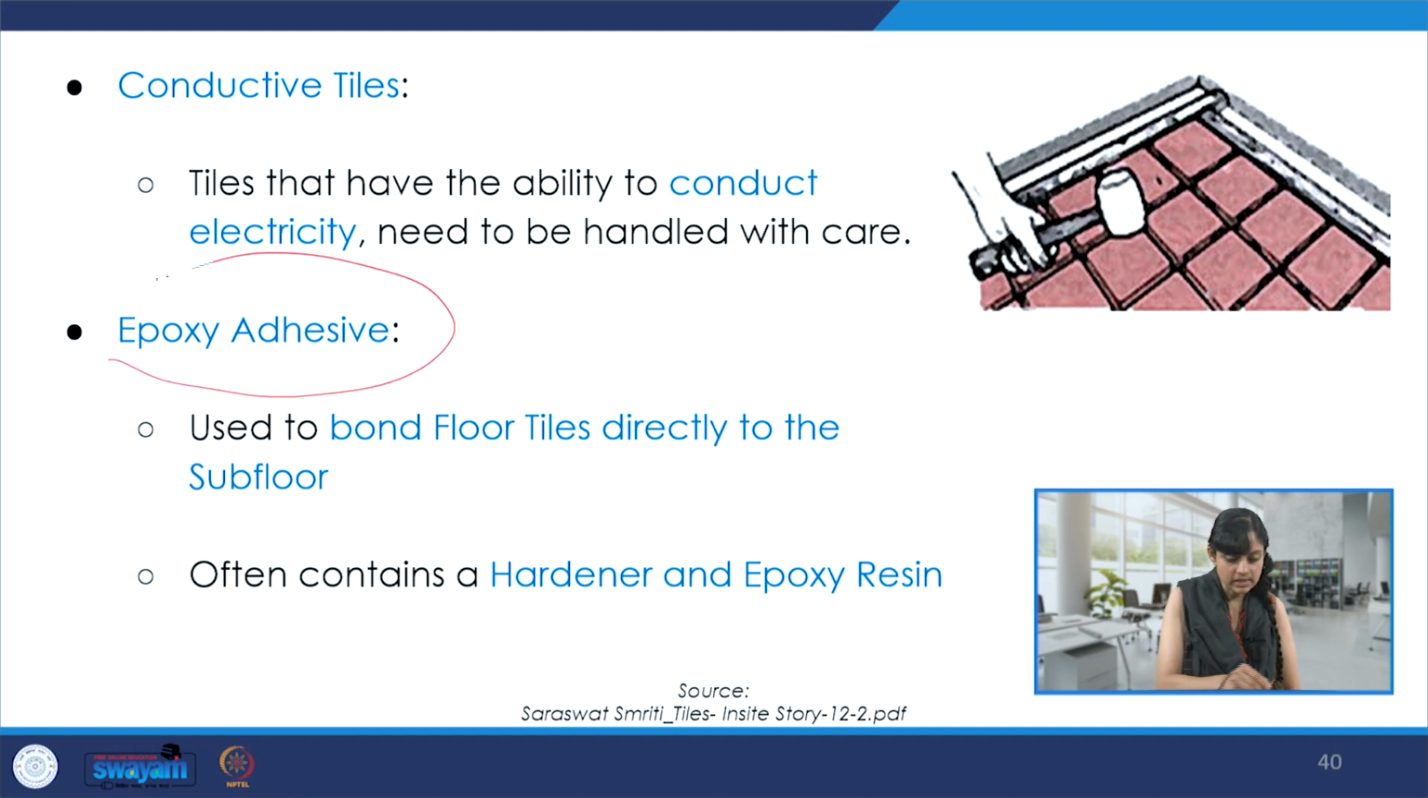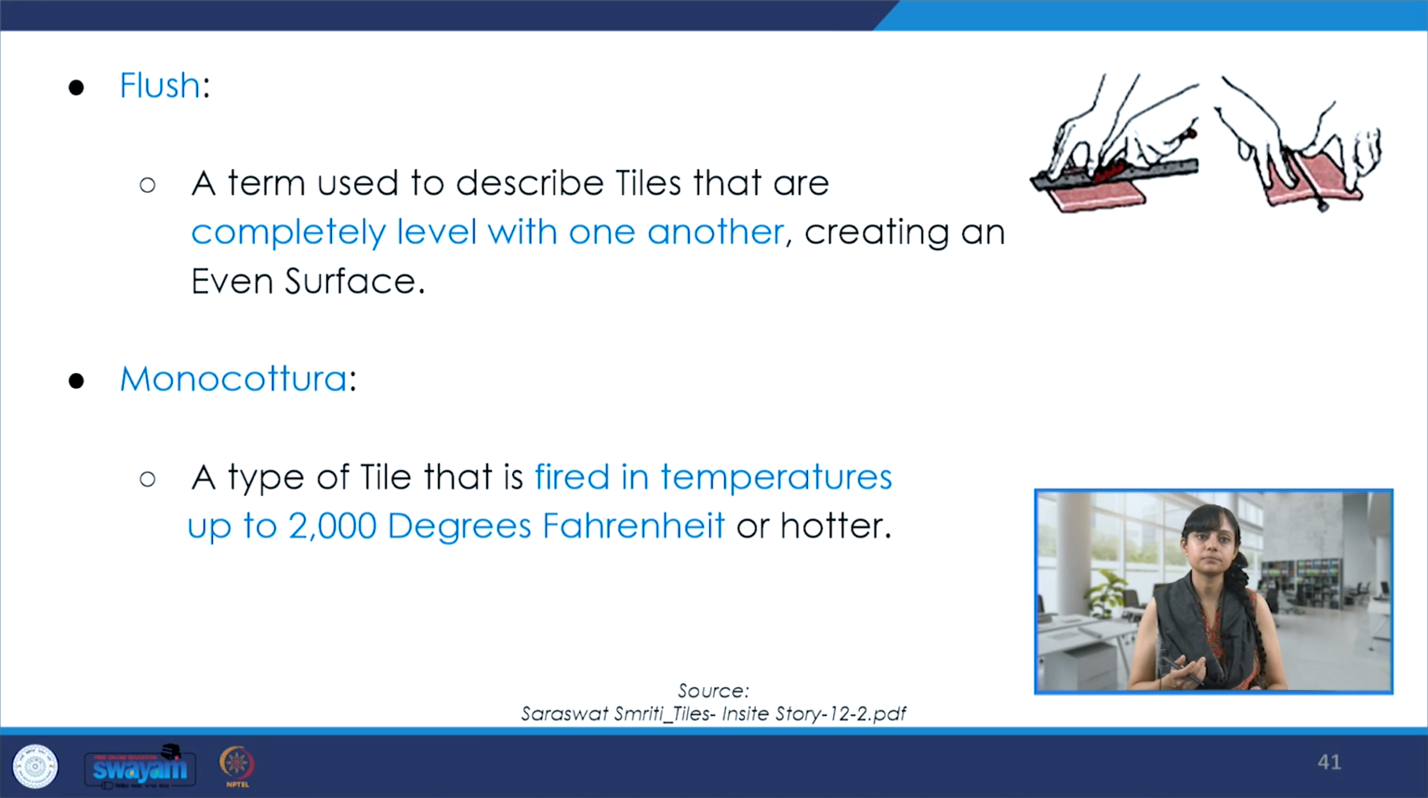Then what is an epoxy adhesive? This adhesive is used to bond floor tiles directly to the subfloor, and it often contains a hardener and epoxy resin. So these are all technical and important terms when we go and discuss with the vendors, or look at tiles in the market. It's always important to understand the specifications, the technical aspects and these terminologies, and discuss them, and check against our requirements what kind of tiles we finally want to go for.